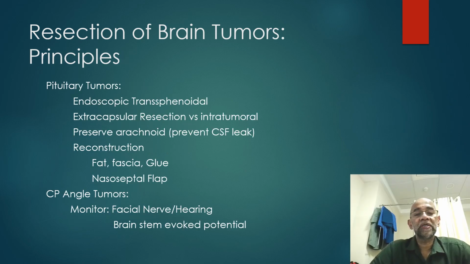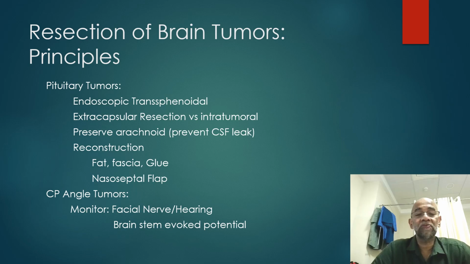Pituitary tumors are usually resected by endoscopic transsphenoidal technique. Small tumors are ideally resected by an extracapsular resection. For larger tumors, the tumor is entered and intratumoral decompression is done. It is very important to preserve the arachnoid because if you open the arachnoid, you'll have a CSF leak. The cranial fossa floor is reconstructed using fat, fascia, and fibrin glue and reinforced with a nasoseptal vascularized flap.